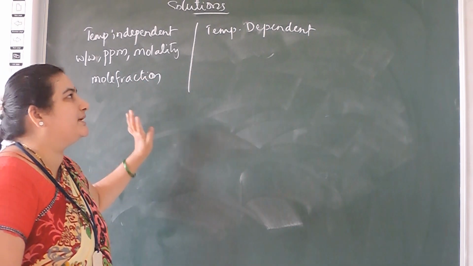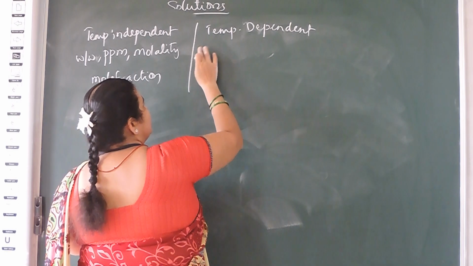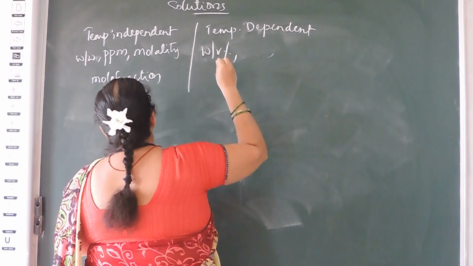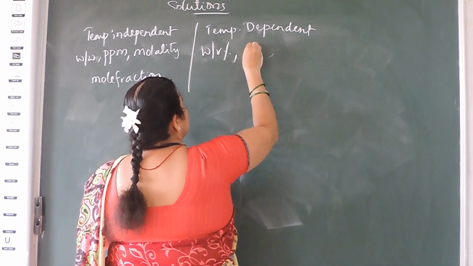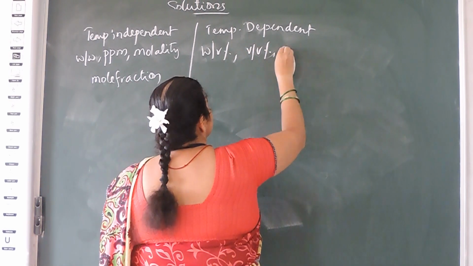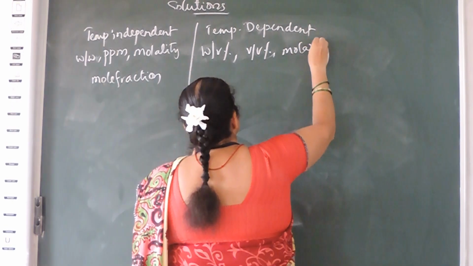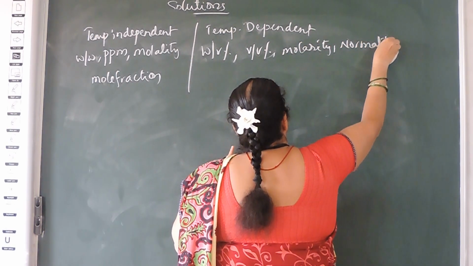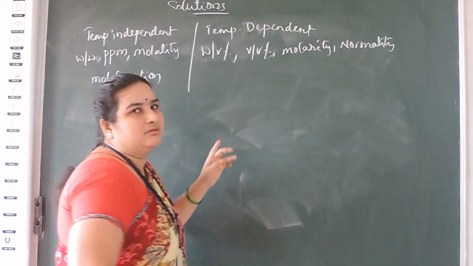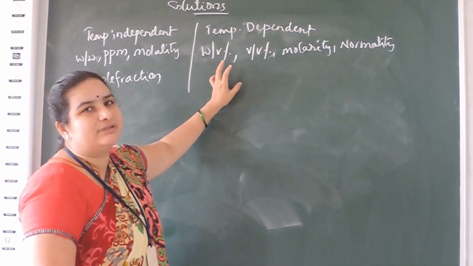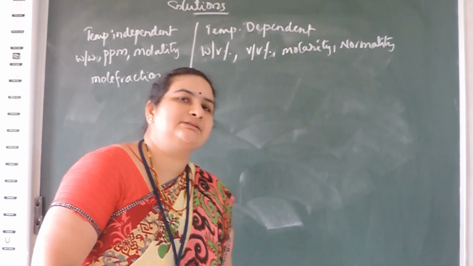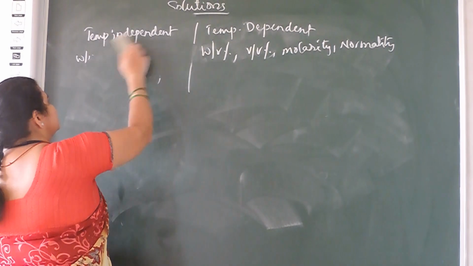Now the temperature dependent quantities are mainly mass by volume percentage, then volume by volume percentage, molarity, normality, and any term which includes volume. Now let me take some examples based on these quantities.